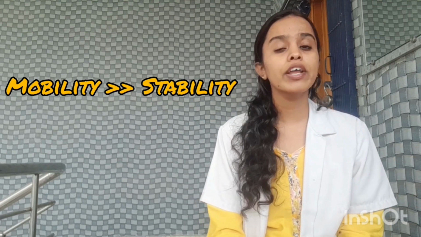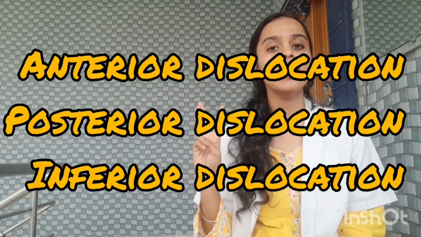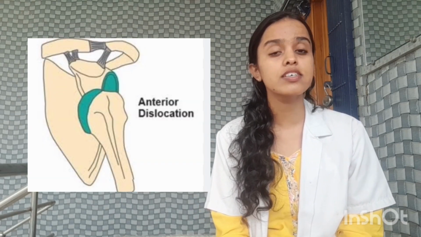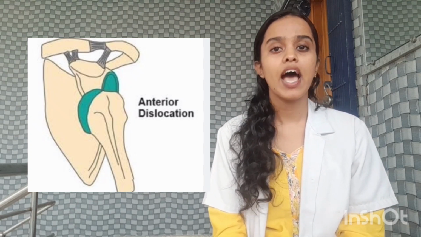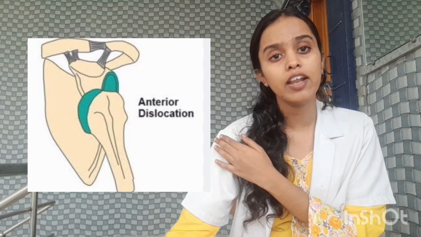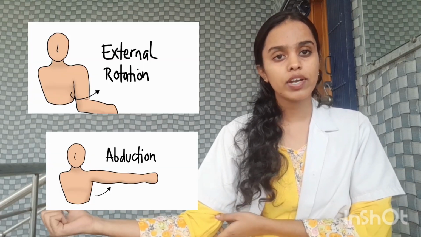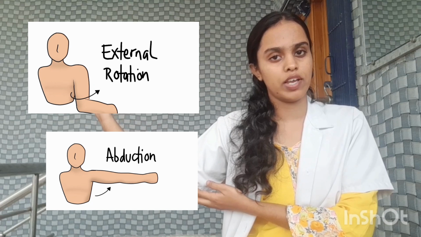The shoulder joint can dislocate in three types: anterior dislocation, posterior dislocation, and inferior dislocation. Among these, the anterior dislocation is the most common, about 95%, and it mainly results from a fall on the outstretched hand or because of sports injuries. When we fall with the shoulder externally rotated and abducted, the shoulder gets easily dislocated.